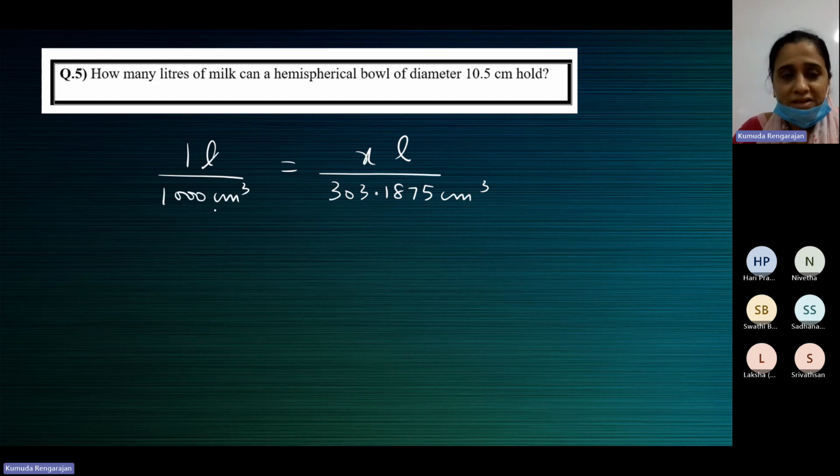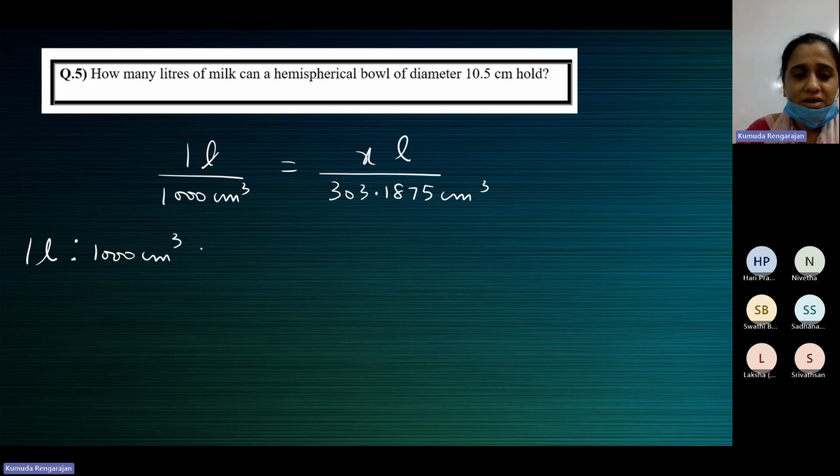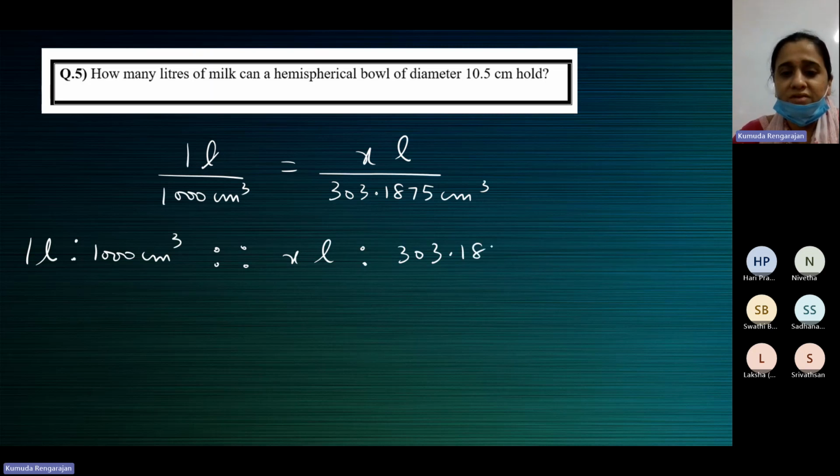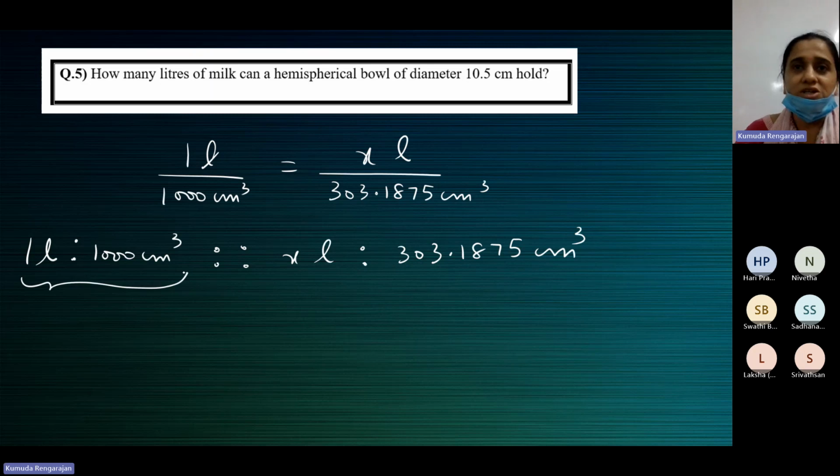One liter by 1000 centimeter cube is equal to x liters by 303.1875 centimeter cube. Now you'll ask me, what is this? Why are you writing 1 liter by? I'll tell you why. It's using a ratio and proportion. 1 liter is to 1000 centimeter cube as x liters is to 303.1875 centimeter cube.